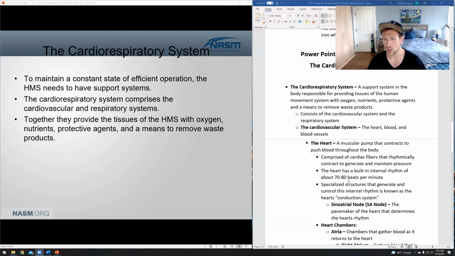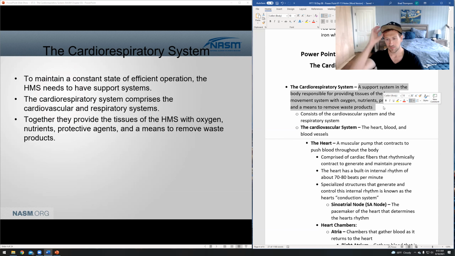So, looking at the cardiorespiratory system, it is a support system in the body, meaning that it supports human movement by providing tissues of the human body with oxygen, nutrients, protective agents, and a means to remove waste products, right?